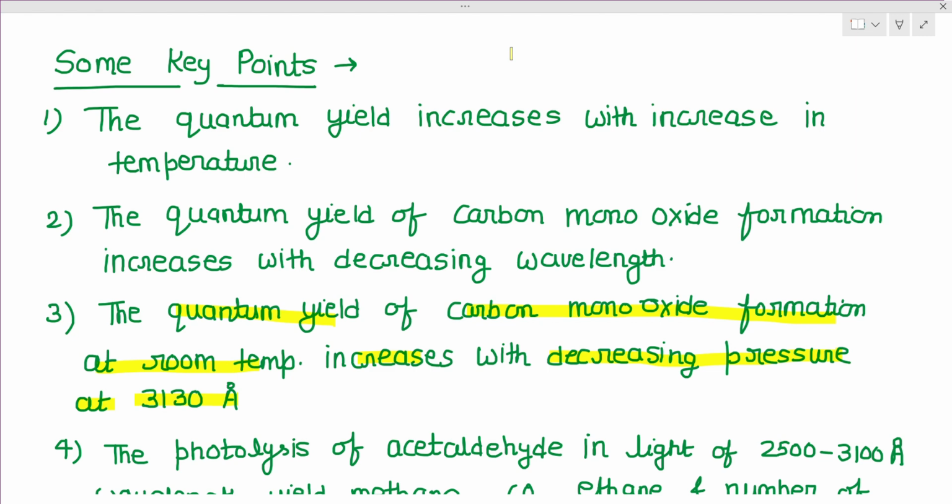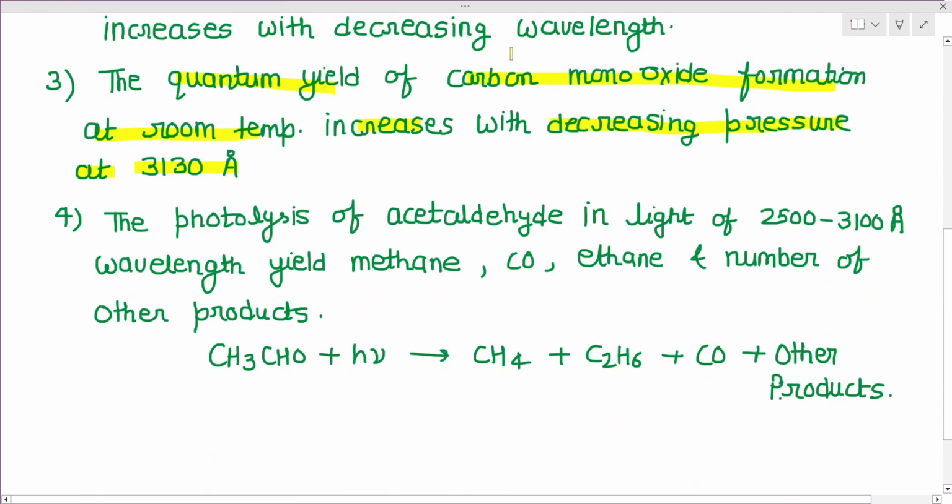The fourth point was the photolysis of acetaldehyde in light of 2500 to 3100 angstrom wavelength. If you take such a wavelength of light, the photolysis of acetaldehyde yields methane, CO, ethane, and a number of other products. See here, CH3CHO in the presence of light dissociates and forms methane, ethane, CO, and other products. So this reaction is happening.